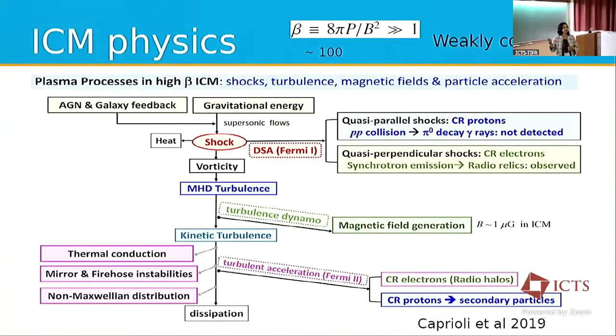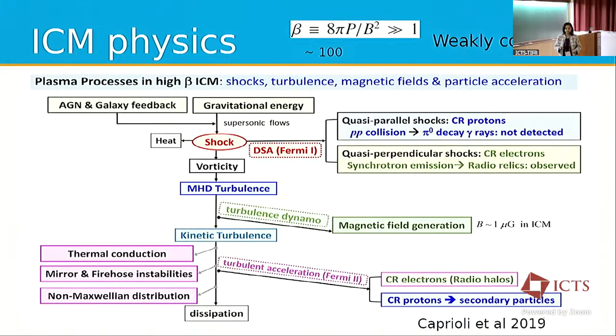These components allow us to probe the physics related to this plasma. This plasma is characterized by high beta, and it is weakly collisional. And there are these plasma processes in this high beta ICM: shocks, turbulence, magnetic fields, and particle acceleration. These are the things that we can access via radio studies of galaxy clusters.